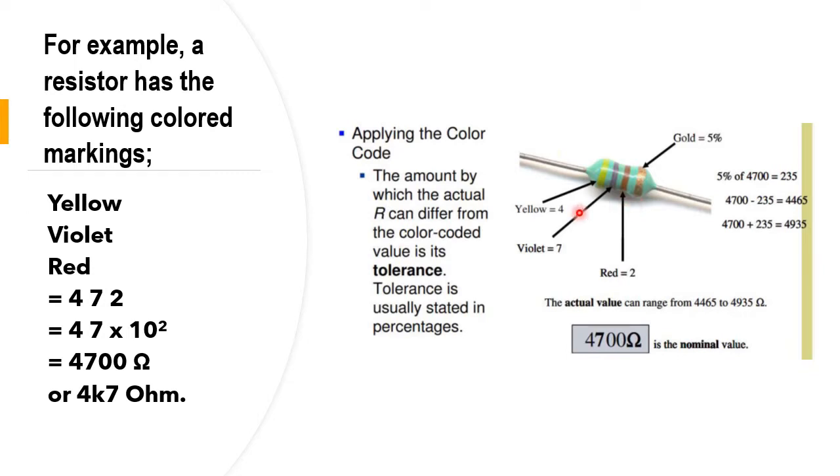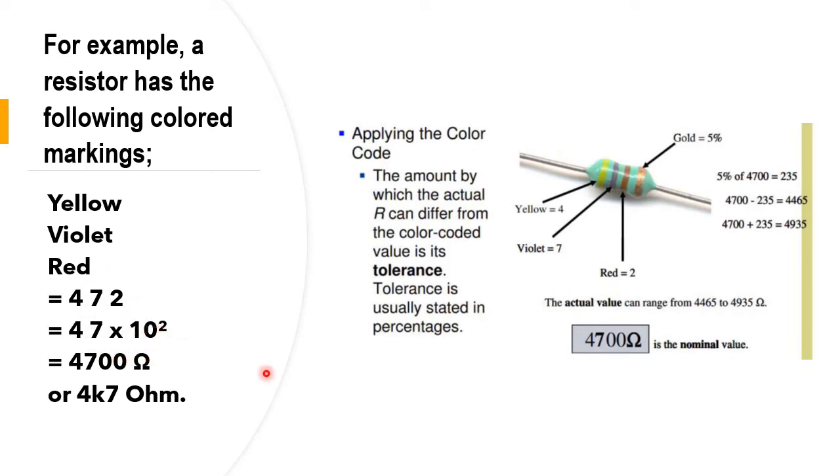So the digit, another digit, the second digit, the multiplier. As you can see here, we have yellow, violet, and red. Yellow is 4, violet is 7, and red is 2. So if you are thinking, where did we get these numbers? Again, we get these numbers from the color code previously shown. So first digit, second digit, and then we have our multiplier.